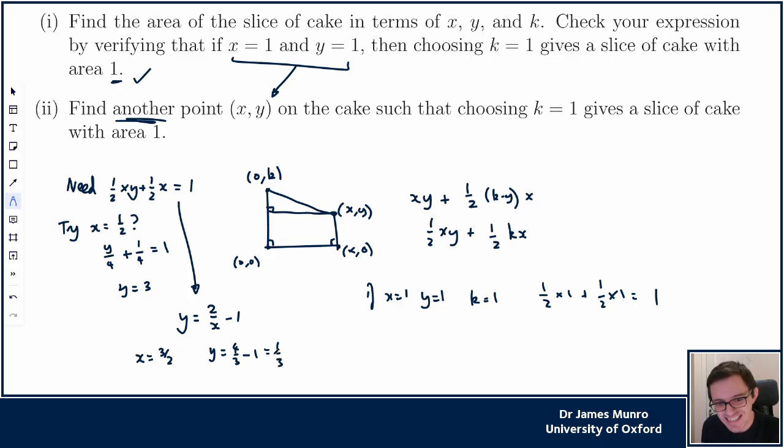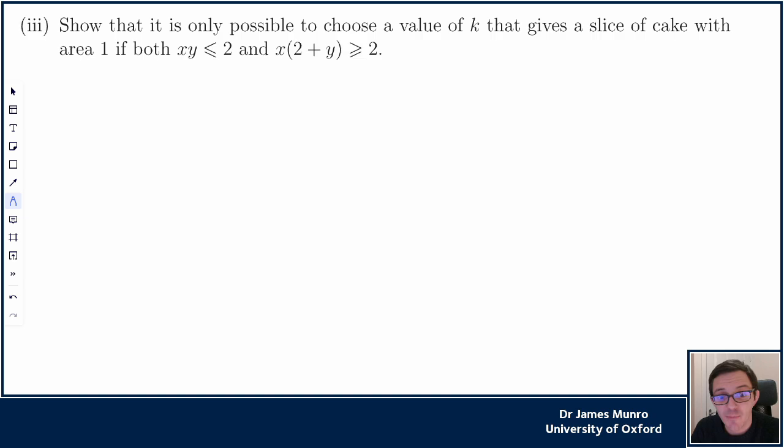Other solutions do exist, of course, because there are other points on this line that lie inside the square, where x is bounded between 0 and 2, and y is bounded between 0 and 2. Okay, but I found mine, 3 over 2, 1 over 3. Part 3 is now talking about what's possible when we're choosing that value of k, remembering that that point's got to be somewhere on the side of the cake, so k is between 0 and 2. That's the cake part of the question.